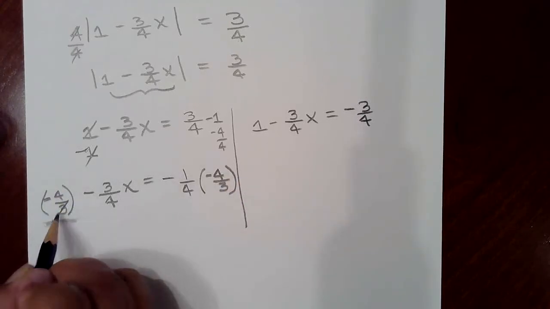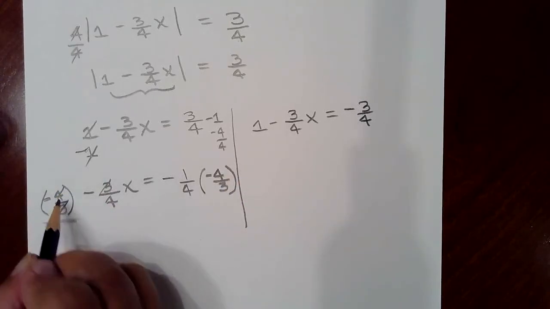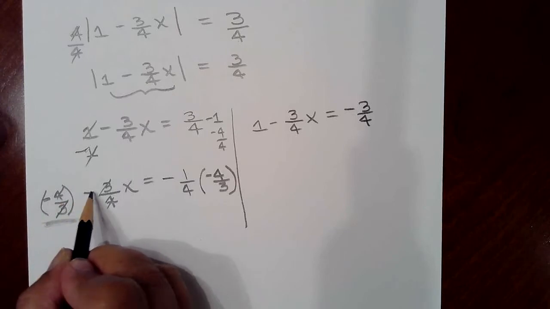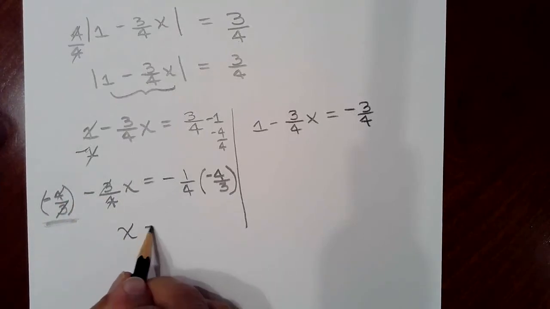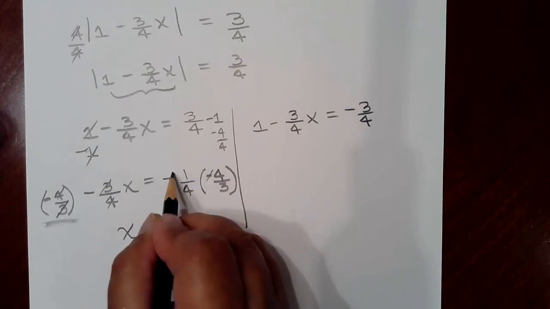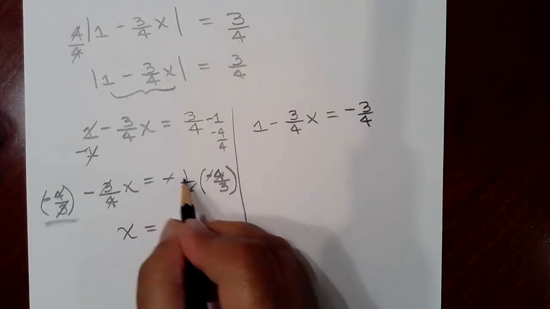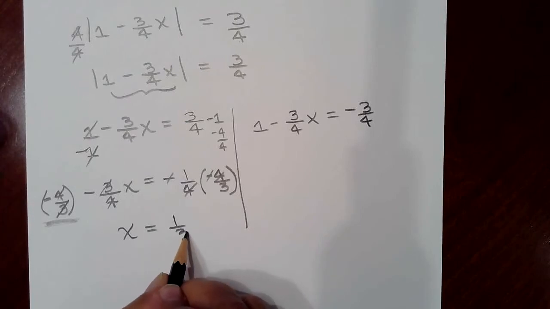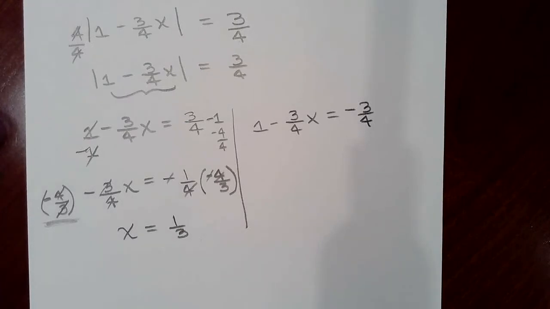Okay, so that'll get rid of this. Those cancel. These cancel. Negative times negative is positive. X, just what we want. And then over here, negative times negative is positive. So those are gone. The 4s are gone. You're left with 1/3. Okay, that's one of your solutions.